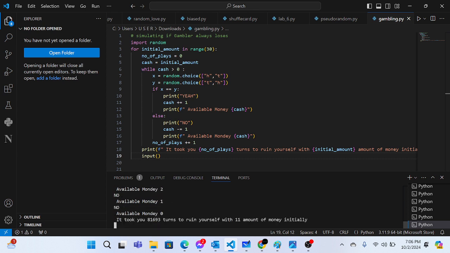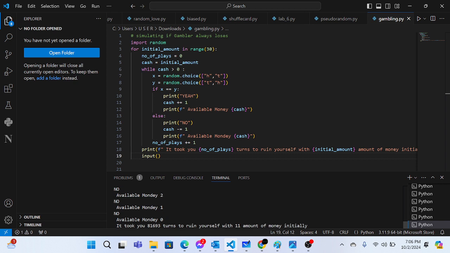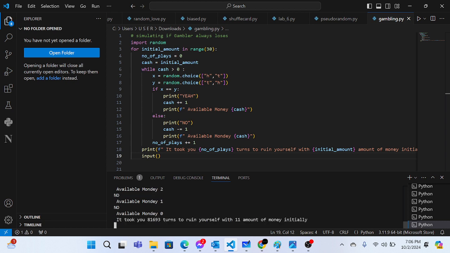But yeah, no matter how much money he had, eventually he ruined himself after playing for 81,693 tosses. It seems like he was lucky because he did get some good runs, but later on no, no, no, no, no, and he was ruined. Okay, fine. Now $12 ruined himself.